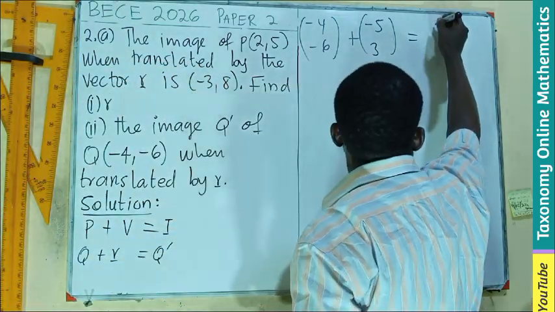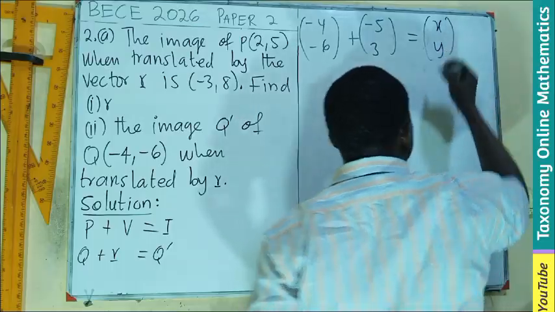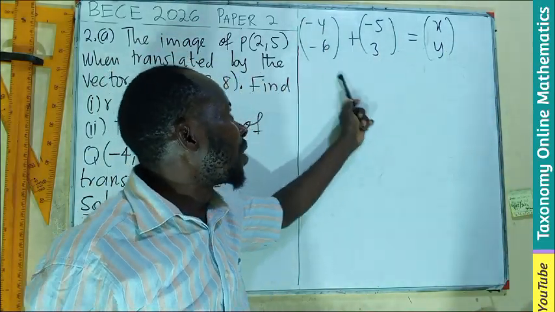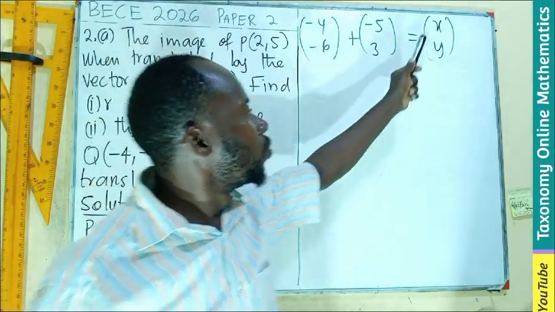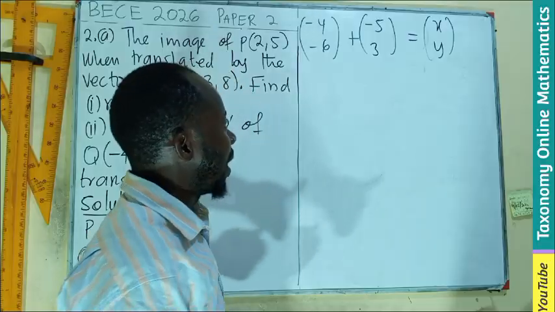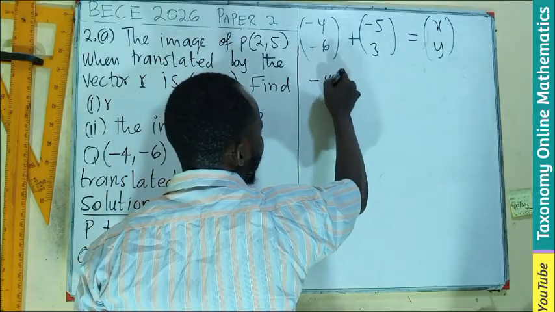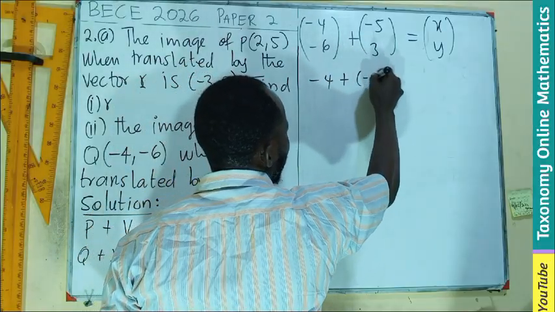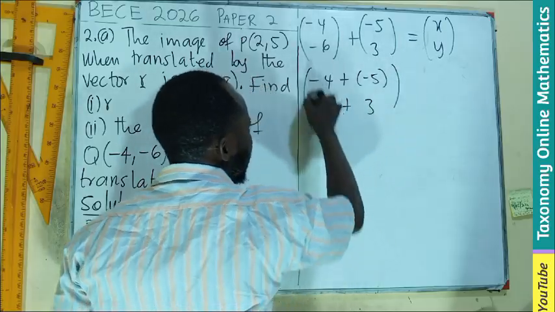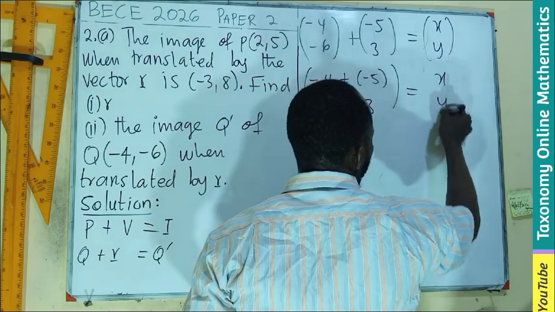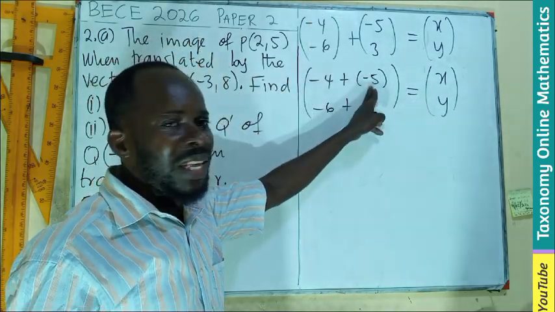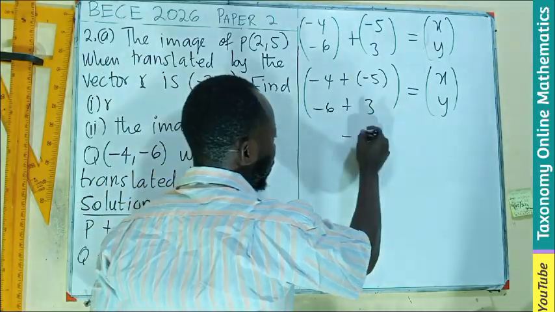So that could be our x, y. It means that whatever I have for the x component on the left side of the equal sign should be equal to x, and whatever I have for the y component should be equal to y. That means -4 plus -5, then -6 plus 3, should be the same as (x, y). If I have -4 and I add -5 to it, that will be -9.